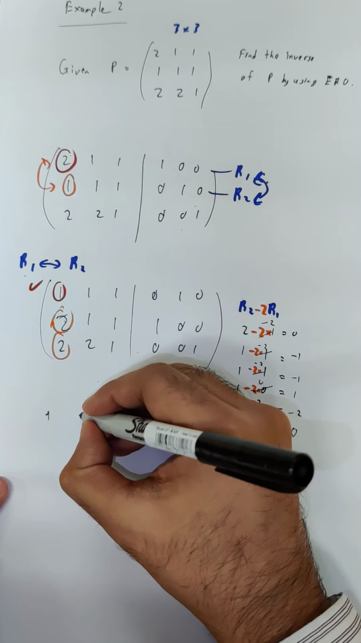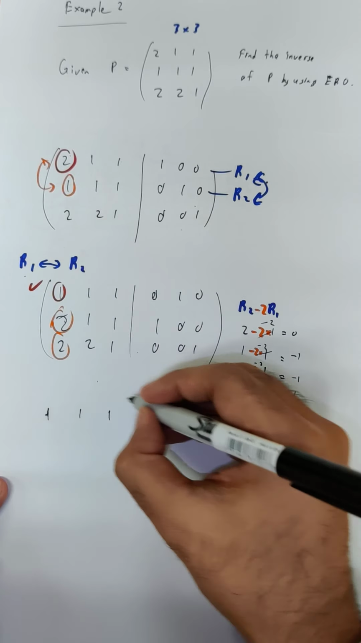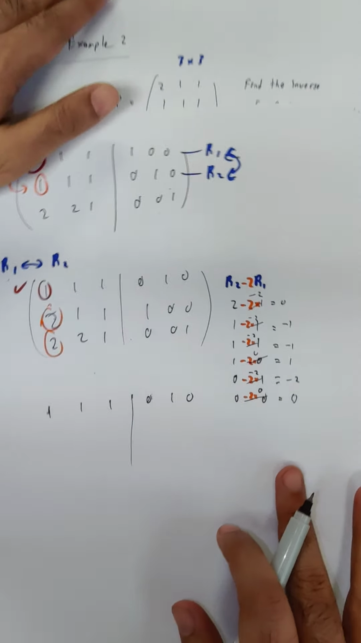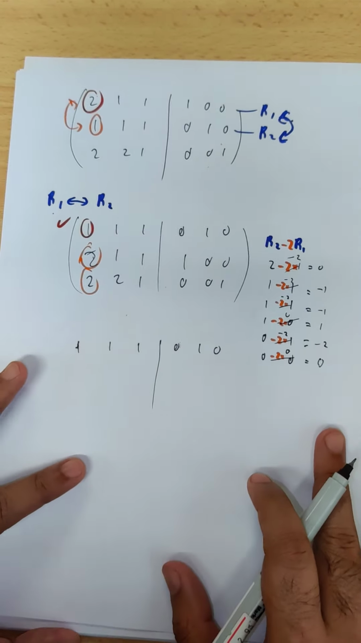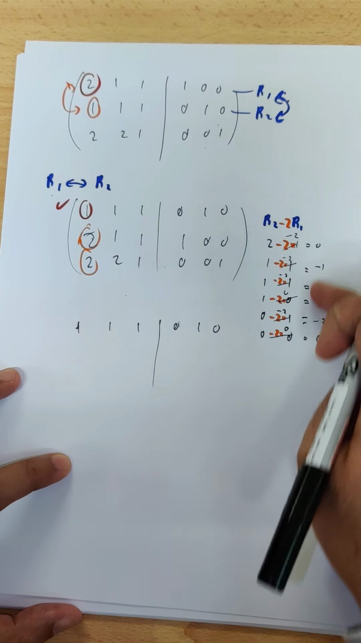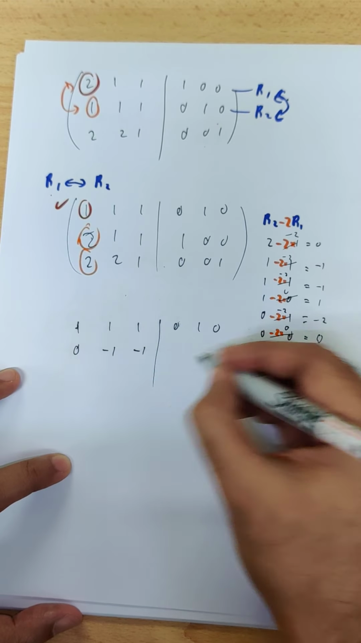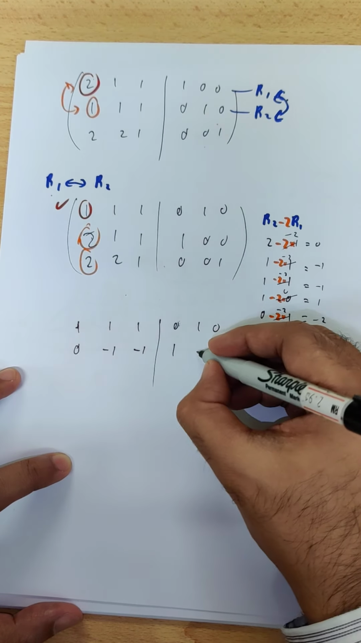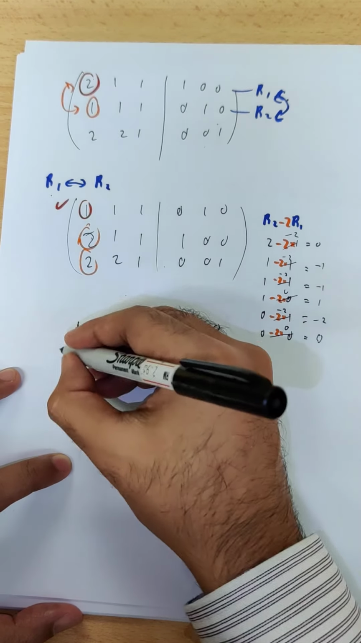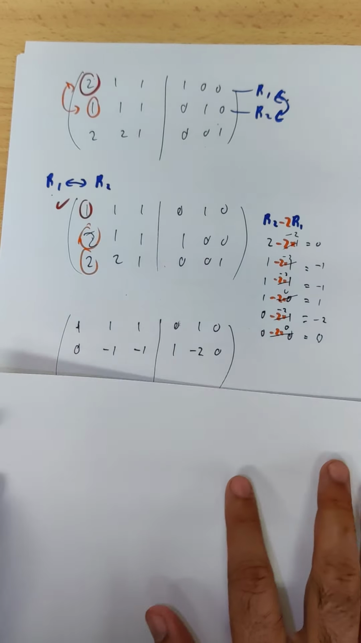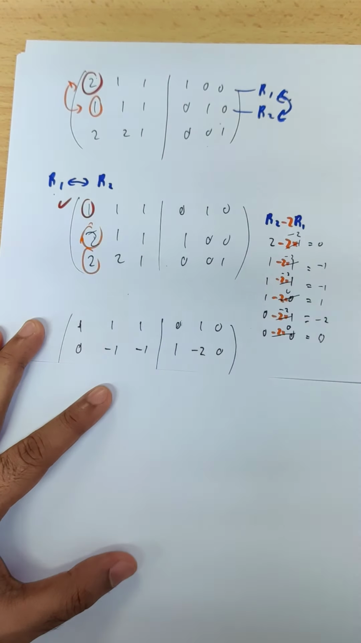So 1 1 1 0 1 0. And row 2 becomes this one, 0 negative 1 negative 1, 1, negative 2, 0. So that's your new row 2. Are you guys okay? Good. Okay, from here, it's quite normal for students to just write down row 3 as it is.